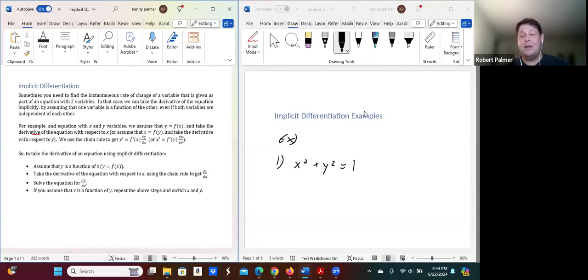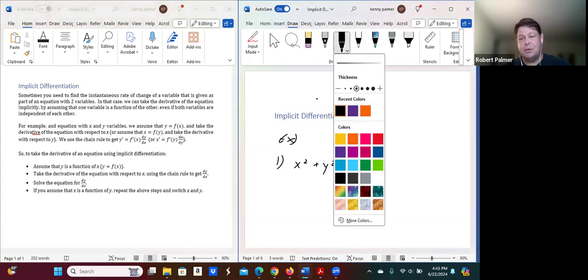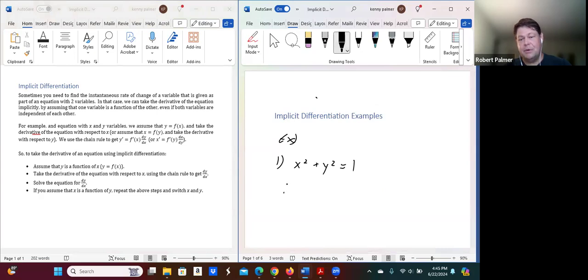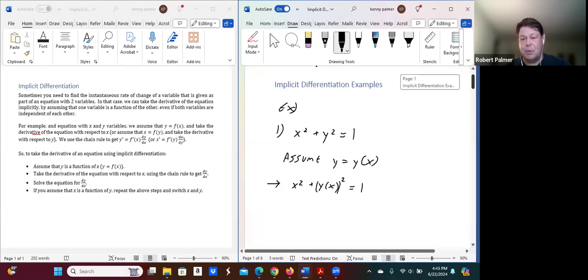Let's come back over here to the right and take a look. First we're going to assume y equals y of x, meaning that y is some function of x. So if I rewrite this, x squared plus y of x, quantity squared, is equal to 1. Let's put that in parentheses to make it clear: I'm talking about this y of x, the whole thing squared.